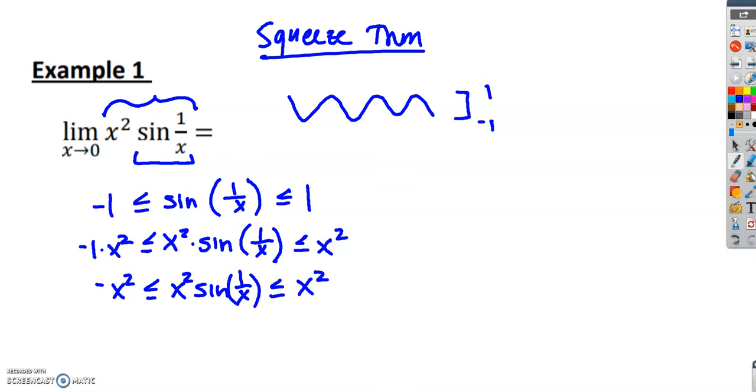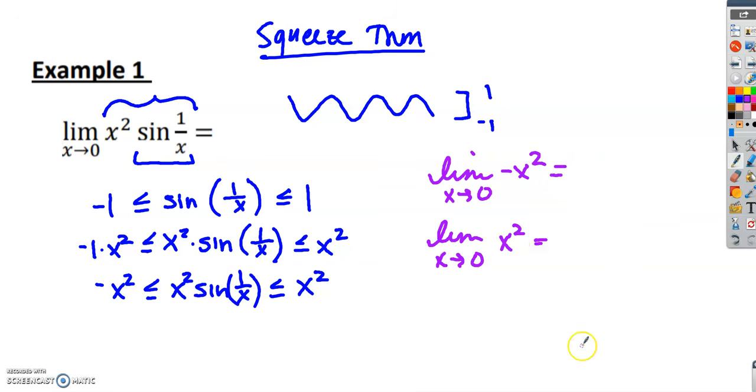Okay. So remember, the whole point is we want to look at as x approaches 0. So our squeeze theorem says this. If I look at the limit as x approaches 0 for the lower one of negative x squared, and then I look as x approaches 0 for my larger one, positive x squared, if those two things end up being the same value, then the one in the middle has to be that same value.